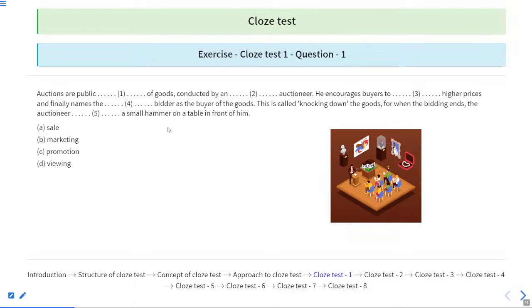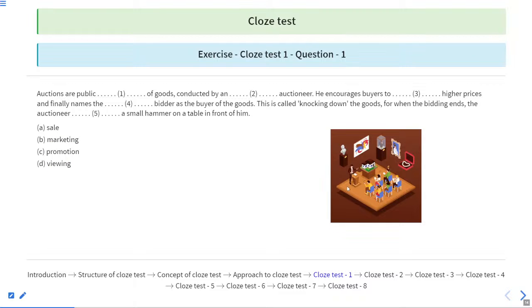So we have to fill in these dashes. For now, our focus is on the first missing blank. We will fill the other missing blanks later. Auctions are public dash of goods. So what should come here? Is it sale? Is it marketing? Is it promotion? Or is it viewing?